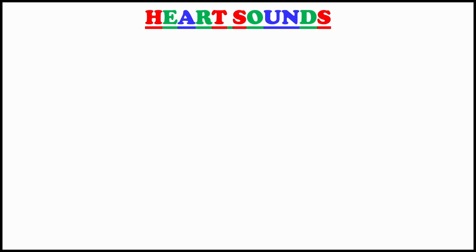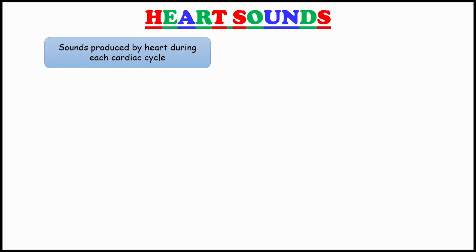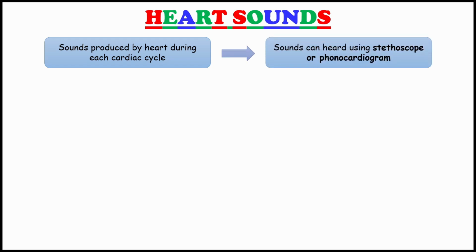What is heart sound? It is referred to as the sounds produced by the heart during each cardiac cycle, due to snapping of the valve and the blood flow through its chambers. The sounds can be heard using stethoscopes or phonocardiogram. Where to check? We will check on the anterior thoracic wall.